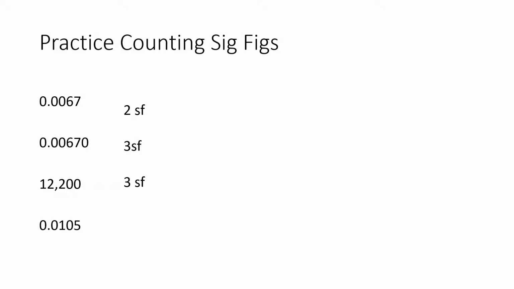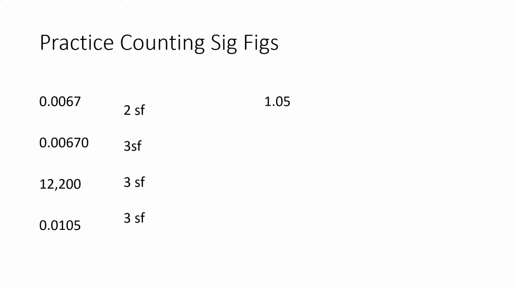Look at 0.0105. There is a printed decimal point, so we're going to start on the Pacific, on the left side of the number. The first non-zero digit is 1, so the 1, the 0, and the 5 count to give this number 3 sig figs.